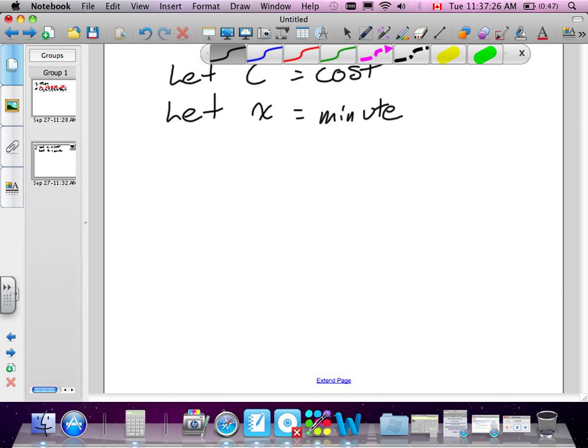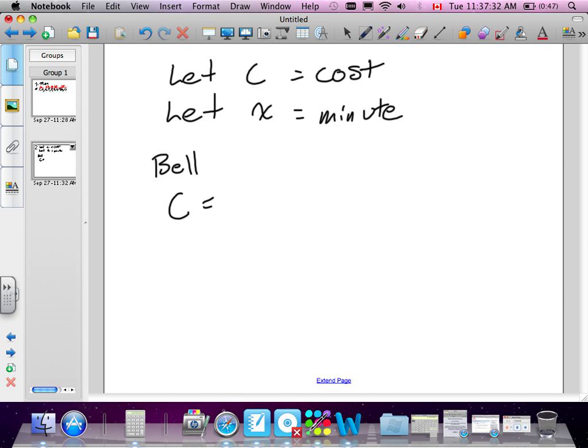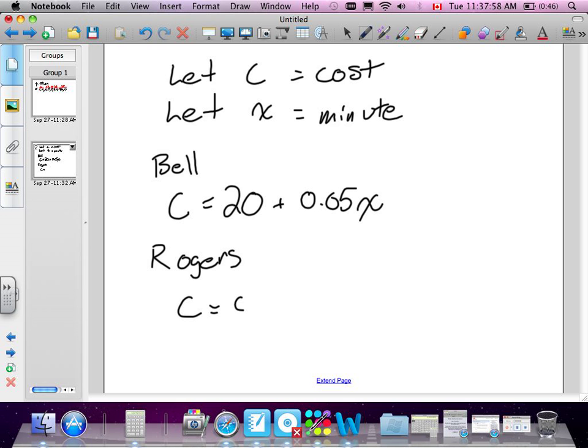So, if that being the case, we know that, let's say, Bell, the cost of Bell was equal to $20 a month, plus, depending on the amount of minutes, I had to pay 0.05 per minute, so times X. The Rogers plan was set up as the cost was equal to only per minute. So it was 0.15X. There's no monthly charge. So there's no fixed cost.